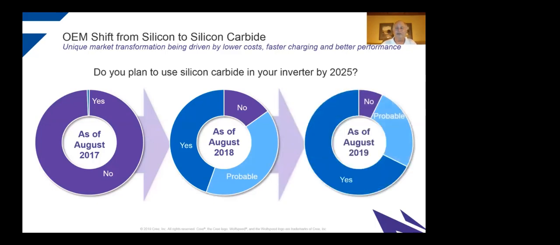Another year, again building on the success of Tesla and others, and companies doing development work and looking at the benefits, now a majority of the automotive companies say yes, they do plan to put silicon carbide in the inverter, with a large percentage also saying probably, and actually not many saying no. So this is a very rapid change over the course of a few years, and that's very exciting for us.